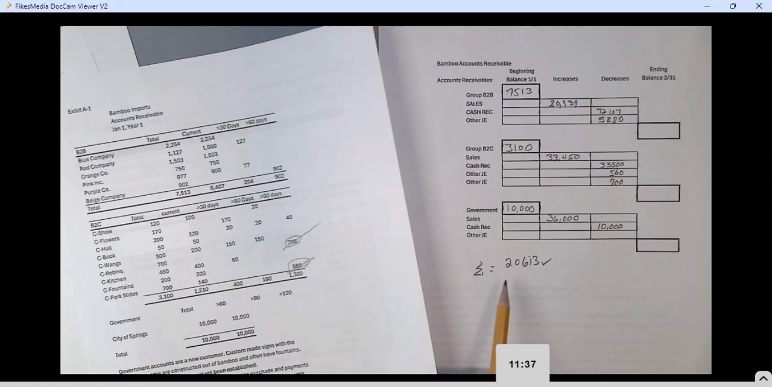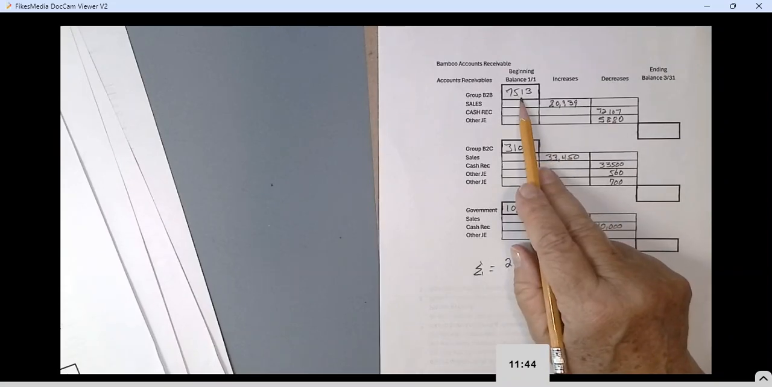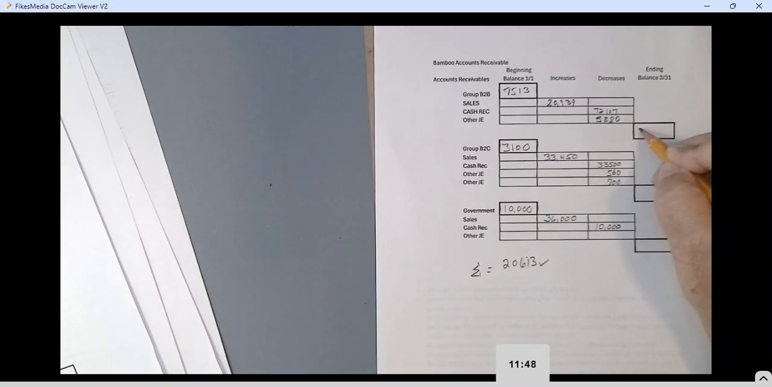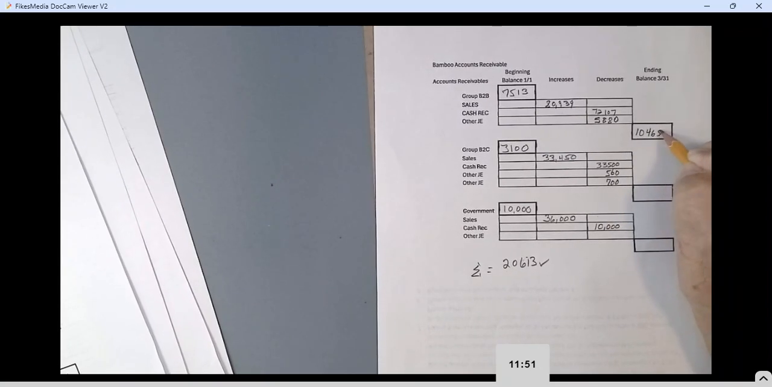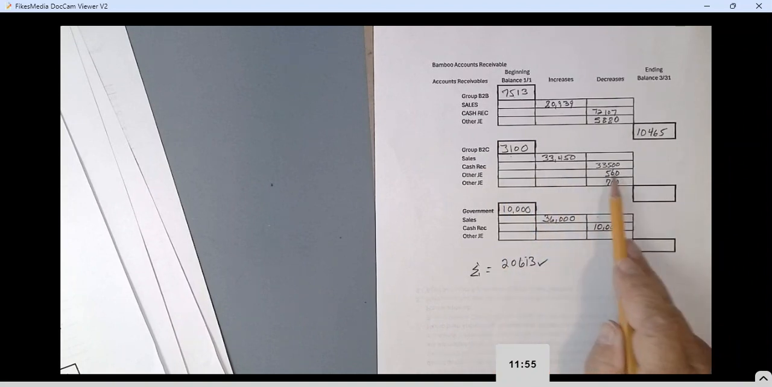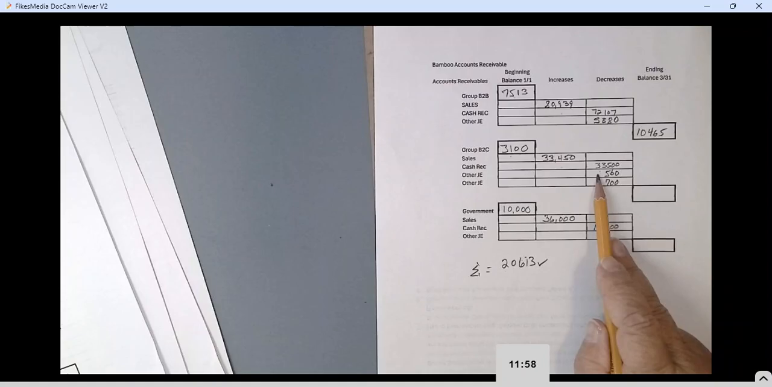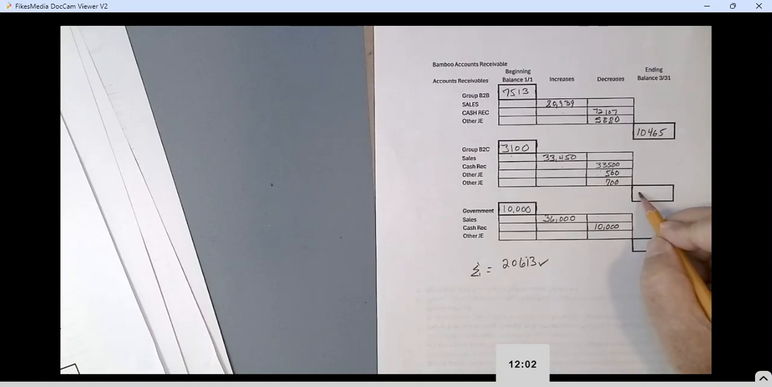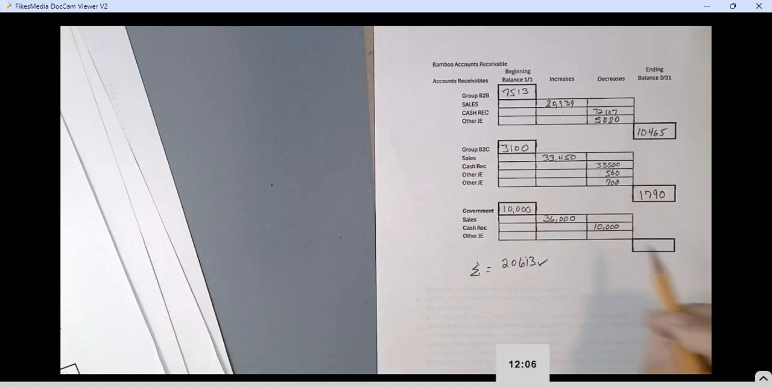So let's see what our balances are for the 331. Okay, so my beginning balance plus increases minus decreases, 10,465. 3,100 plus my sales minus my cash receipts minus the sales return and minus the write-off, 1,790. And government builds up to 36,000. Okay. So now I know what my total trial balance is going to be at the end of 331, and I know what my total numbers are. So once I run my final trial balance, I'll have to agree that to it.